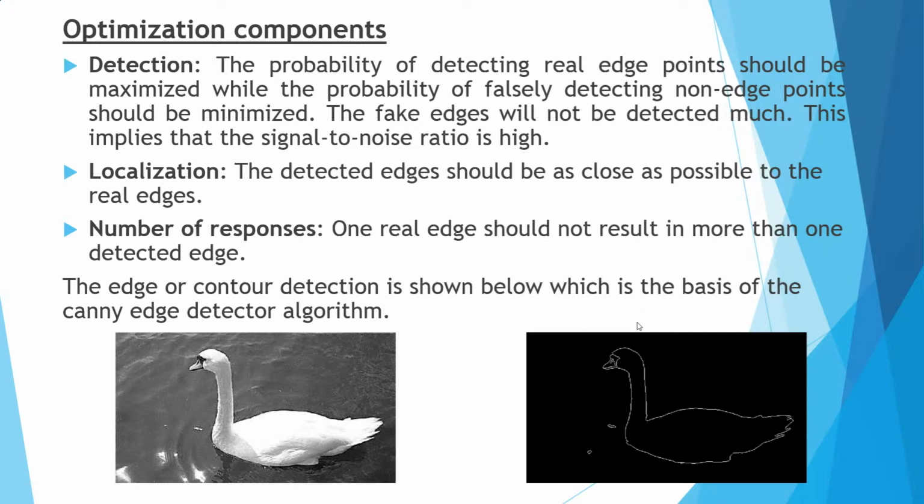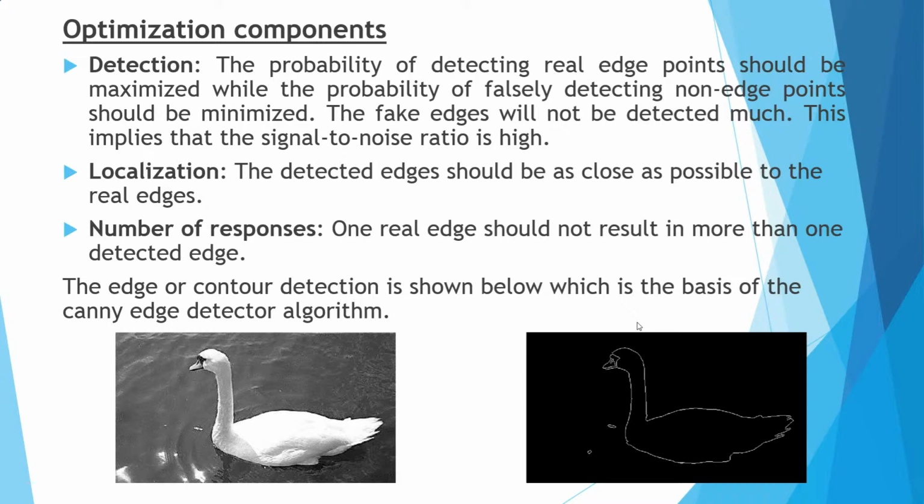The detection is that the probability of detecting real edge points should be maximized, while the probability of falsely detecting non-edge points should be minimized. The localization is that the detected edges should be as close as possible to the real edge. Only one real edge should not result in more than one detected edge.